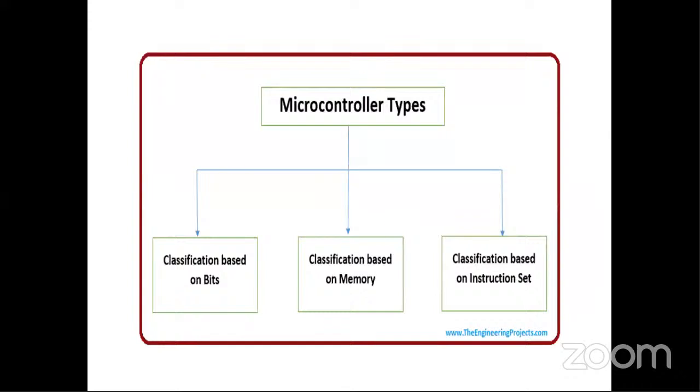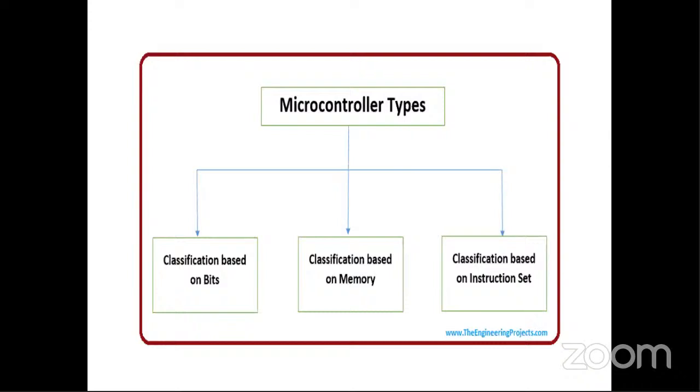Now, depending upon the instruction set, as a microcontroller unit has its own instruction set. For each microcontroller unit, the instruction set differs more or less. When you're talking about the 8051 microcontroller, it has its own instruction set. When you're talking about the PIC microcontroller, it has its own instruction set. In a similar manner, if you take an ARM controller, it has its own instruction set. So depending upon the instruction set, the classification is done.